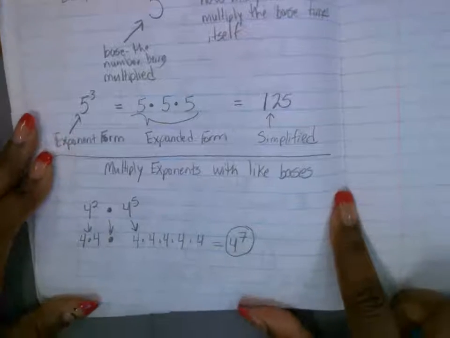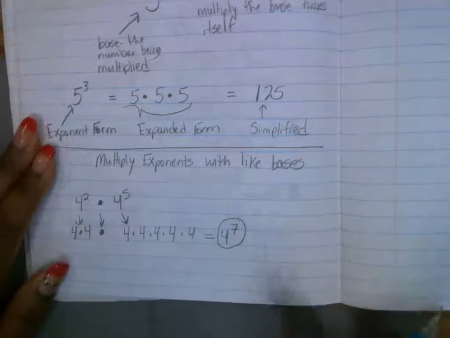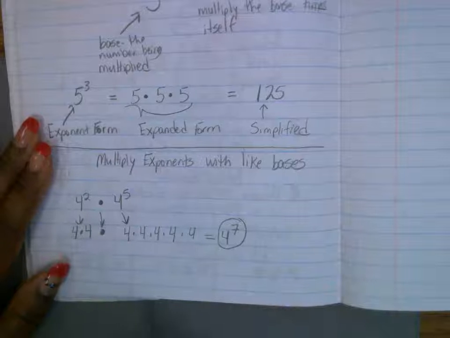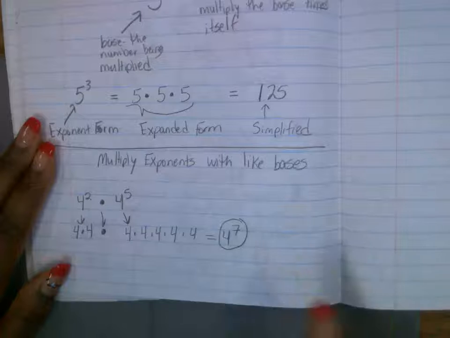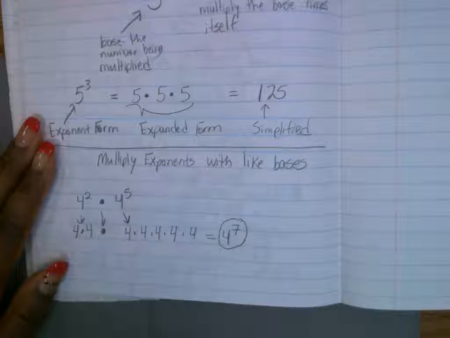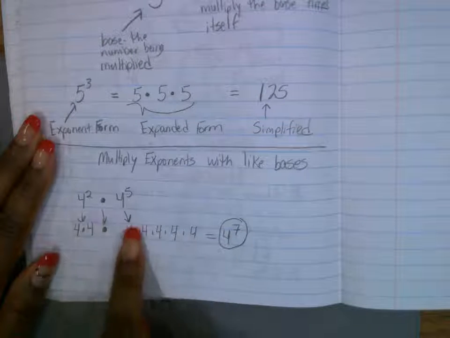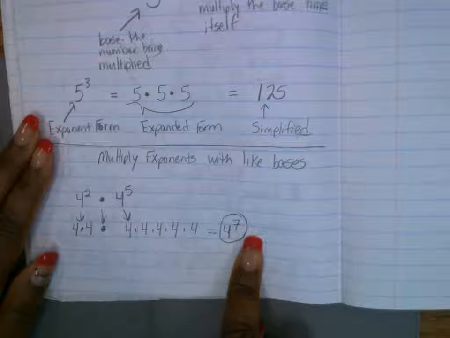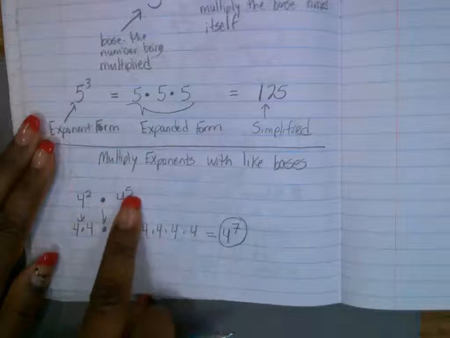And I want to leave my answer in exponent form. I don't want to simplify it completely. I could, but in many of these cases, they want to know the answer in exponent form. So I'm going to leave the answer in exponent form. The shortcut way of doing this, instead of writing it out in expanded form, the shorter way to do this is to add the exponents.